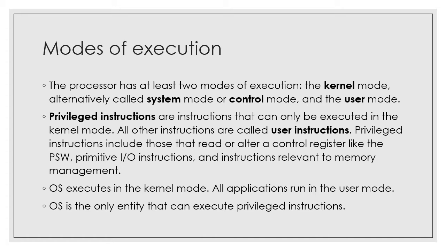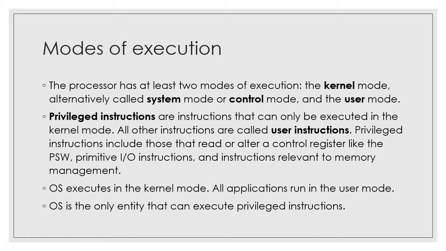Privileged instructions are instructions that can only be executed in the kernel mode. All other instructions are called user instructions. Privileged instructions include those that read or alter a control register, like the PSW, primitive IO instructions, and the instructions relevant to memory management. We do not want the user programs to change the eFlags register. If user programs change the condition codes, the system will not function properly.